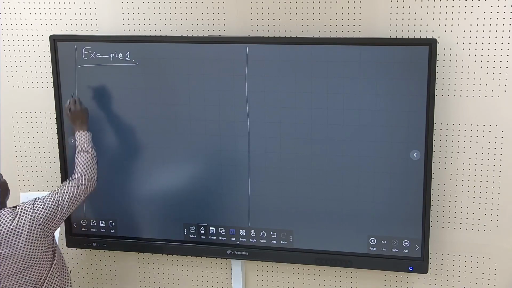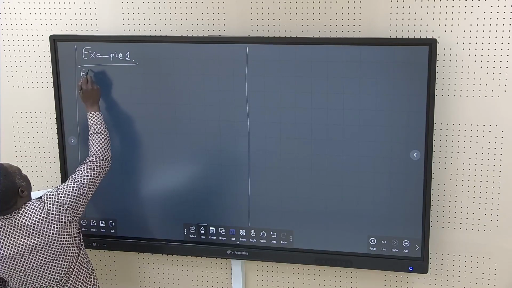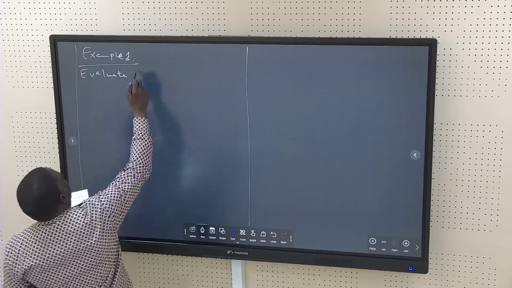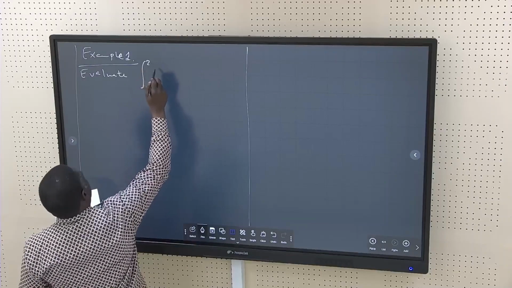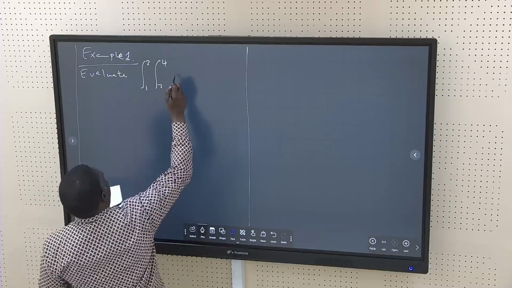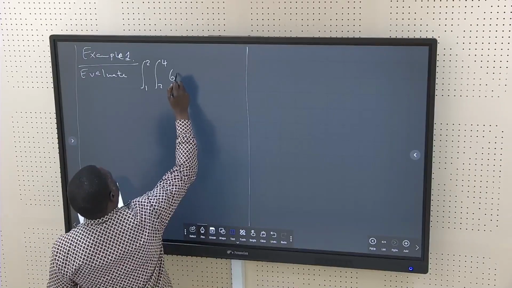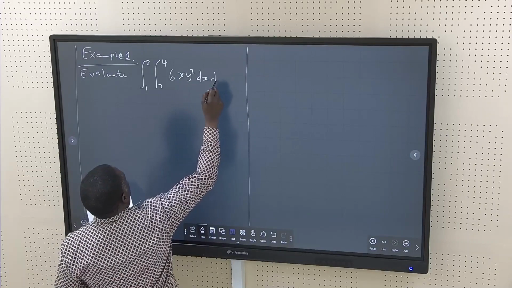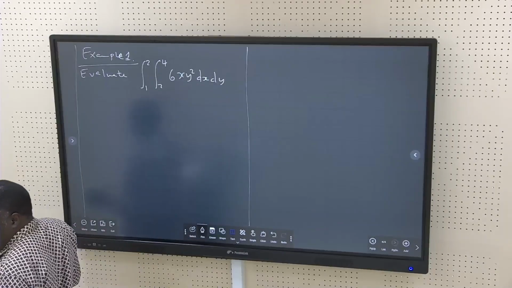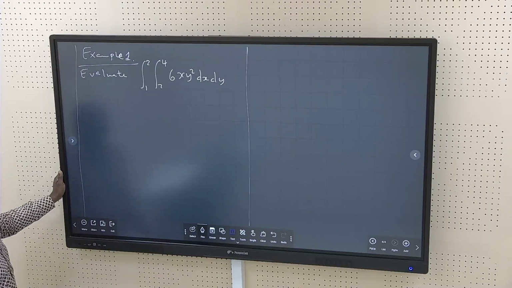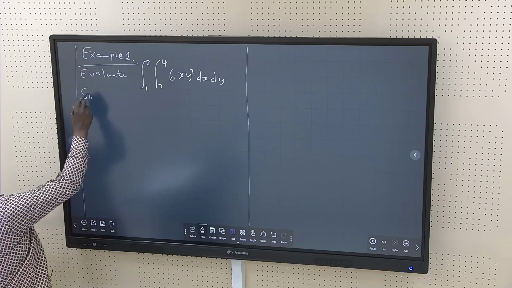Example 1 says, evaluate the integral from 1 to 2 and from 2 to 4 of the function 6xy² with respect to x with respect to y. So this is the first example, and let us see how we can evaluate. So we say solution.